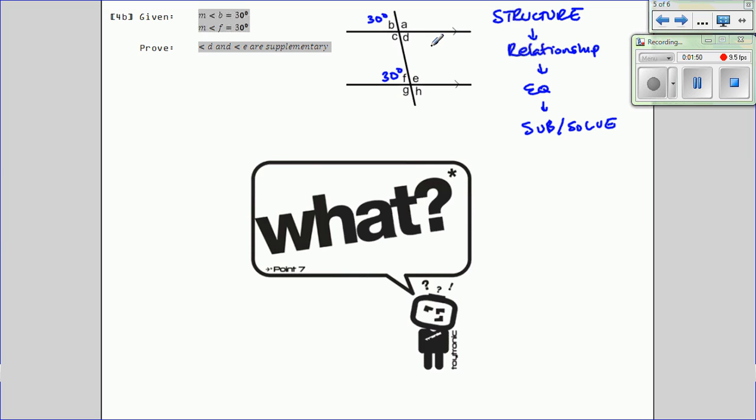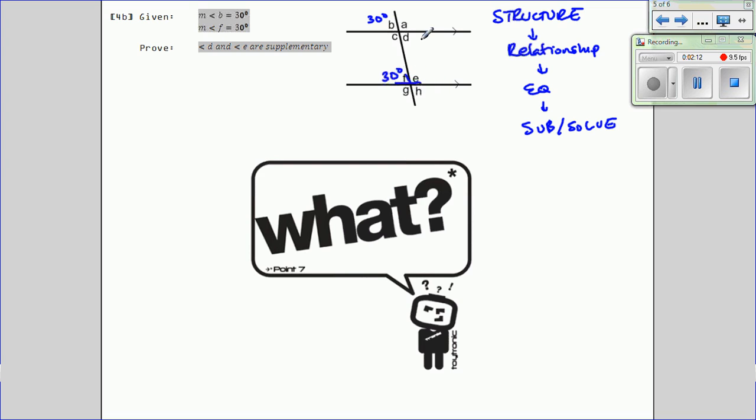So let's review the plan, because if you didn't catch on, I just kind of revealed the general plan for our proof. First, we're going to show that angle E is 150 degrees, and you can kind of see how they form a line. That's going to be our structure. That means if they form a line, they're going to be supplementary. That's a relationship. That gives us an equation that we can substitute and then solve.